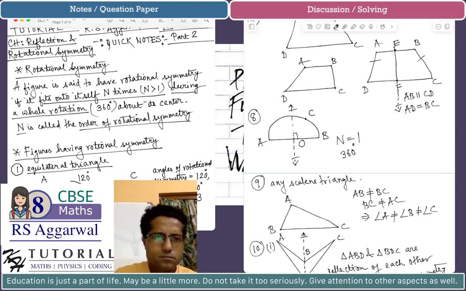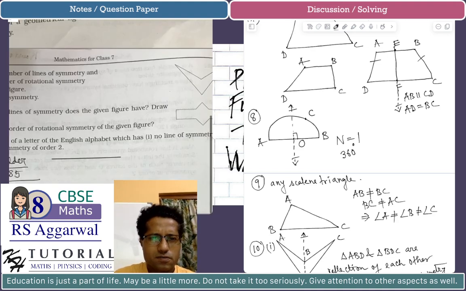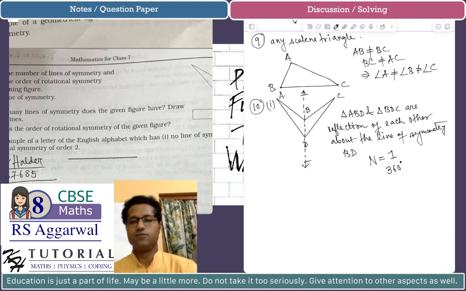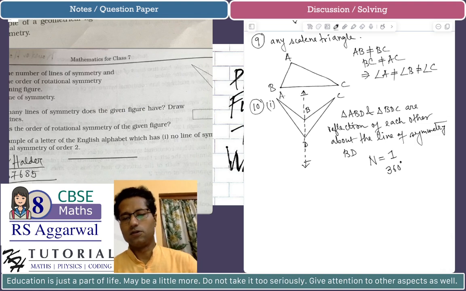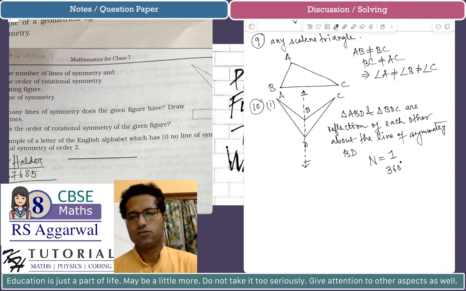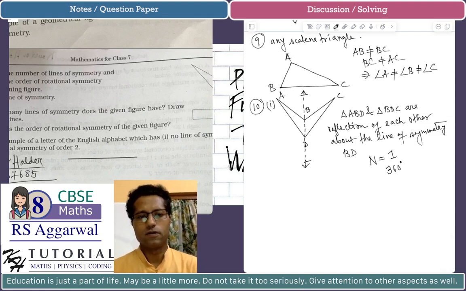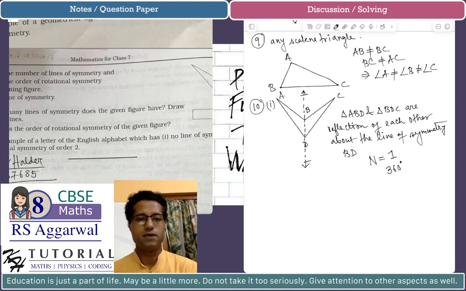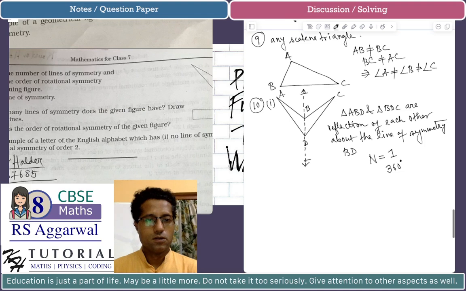Okay, I think the order of rotational symmetry will be 1, since only after rotating this figure by 360 degrees will it come back to its original position and look identical. So n equals 1, that is, the order of rotational symmetry is 1, but this figure does not have rotational symmetry since n equals 1. For a figure to have rotational symmetry, n must be at least 2.